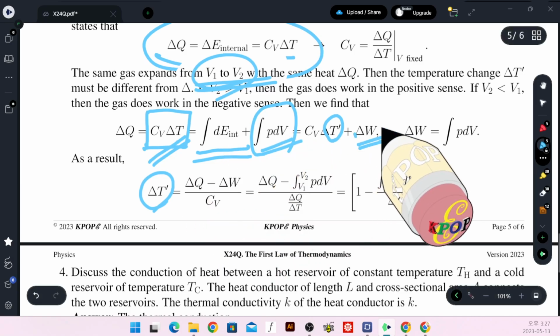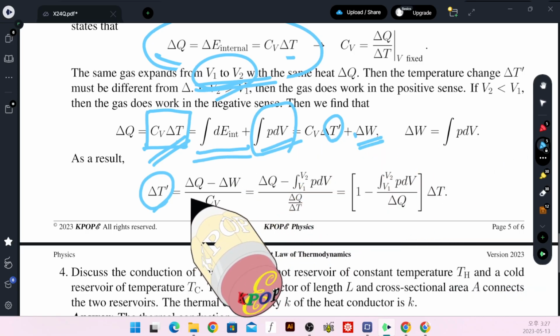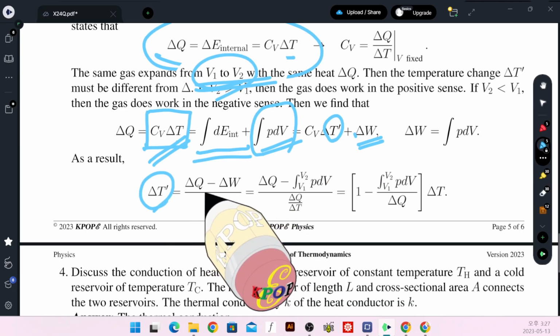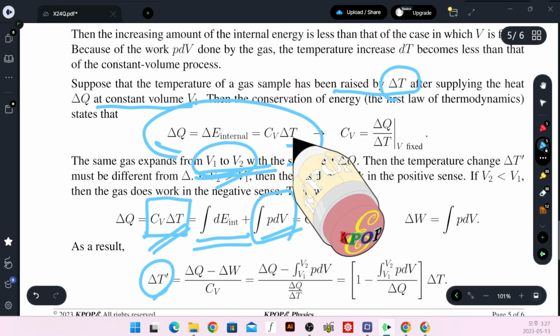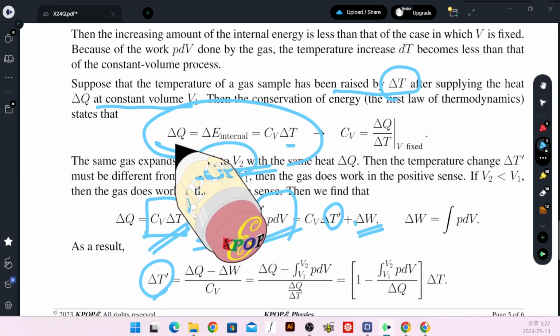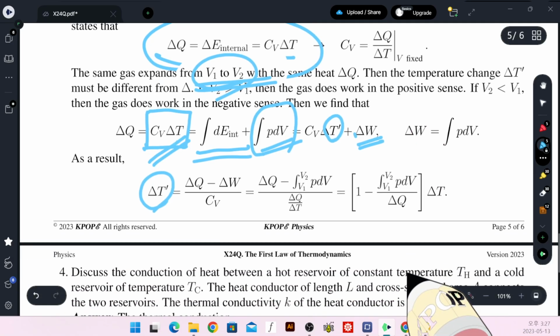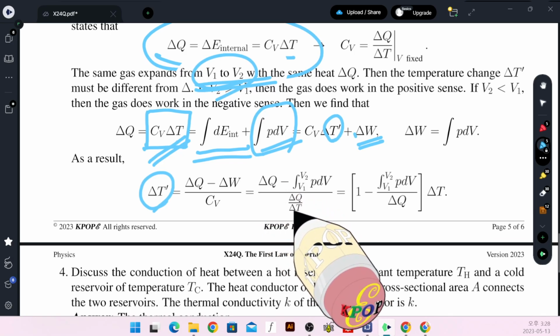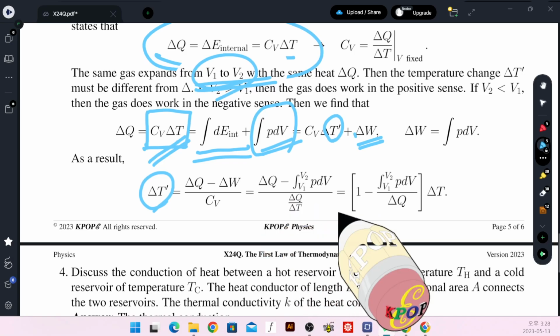We just subtract this work on both sides and then divide by the CV to find this. Previously, the CV was computed with this formula, the ratio of the heat at a constant volume relative to the temperature change. All right, here delta Q cancels, and the delta T is divided twice, doubly divided, so multiplied.